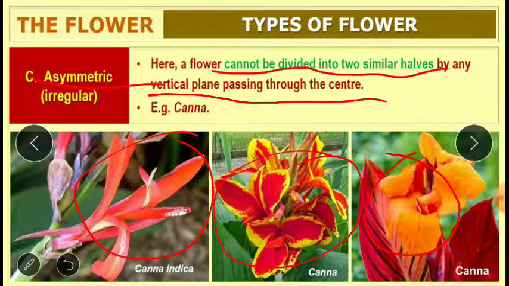Example is going to be the canna. So in these flowers you cannot get equal halves in any direction. Irregular petals are going to be there. So they are known as asymmetric flowers.